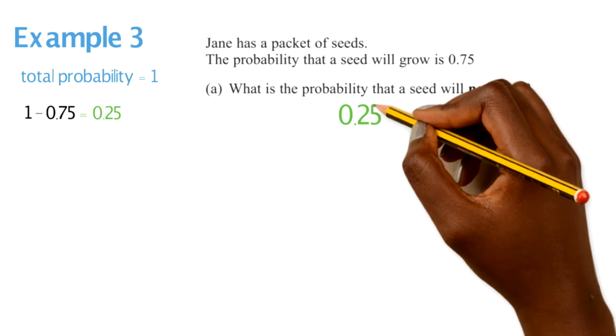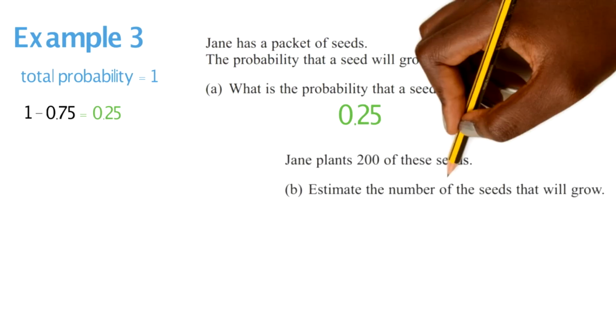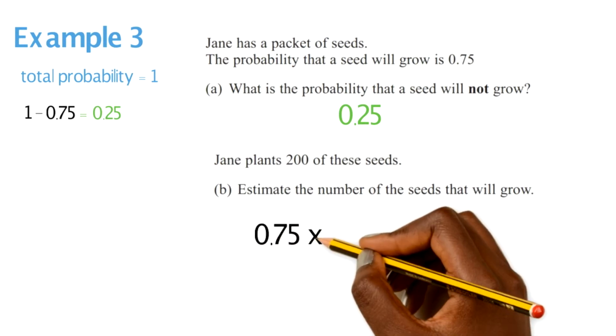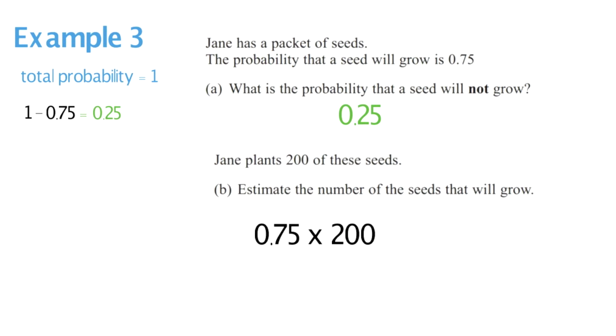And that's basically it on basic probability, guys. So I hope that was really useful. In terms of part B, now we're working out the estimate of the number of seeds that will grow. So it'll be the probability times the total number of seeds, which would be 150.